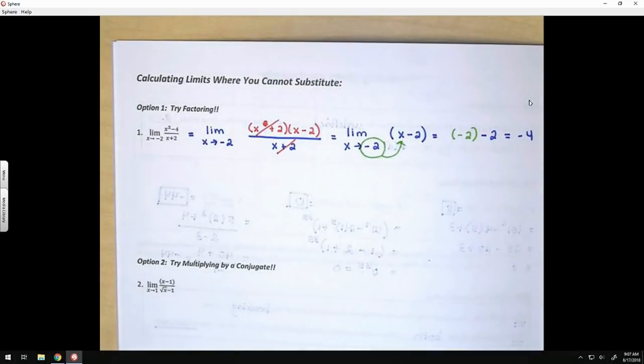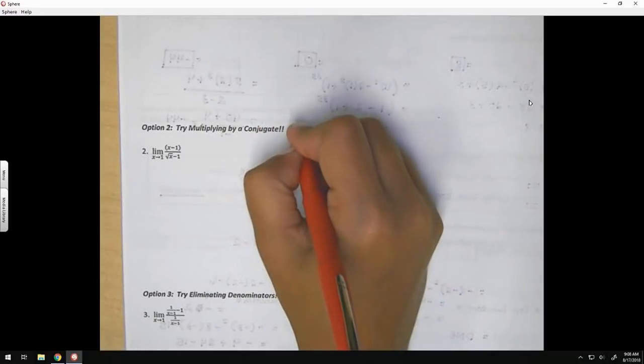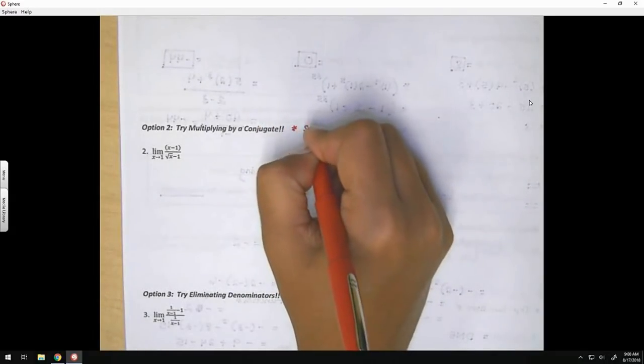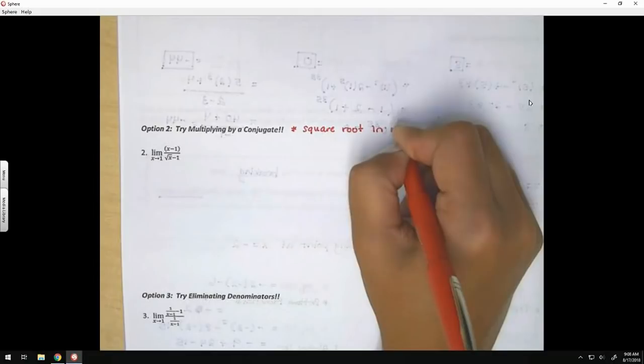Now, what if factoring isn't going to get you anywhere? For example, in problem number 2, I can't plug in the 1 because the square root of 1 is 1, and when I subtract 1, I get 0. So again, there would be a 0 in the denominator. When I can't plug in my number, and factoring is not an option because there are no x squareds here, there's nothing that I can factor, the next option would be multiplying by a conjugate. Now, you're going to try to multiply by a conjugate when you see the square root in the numerator or denominator.